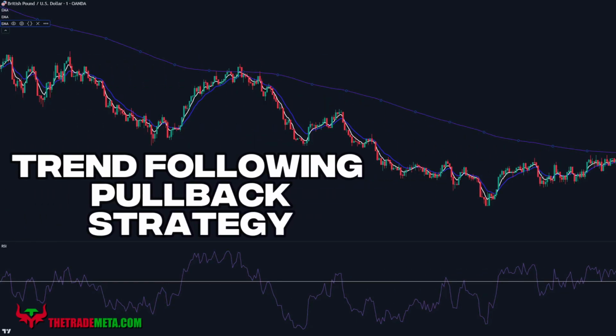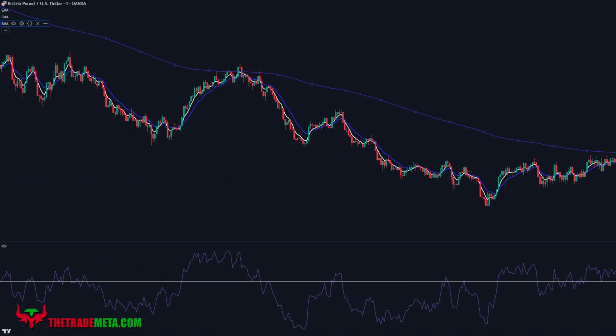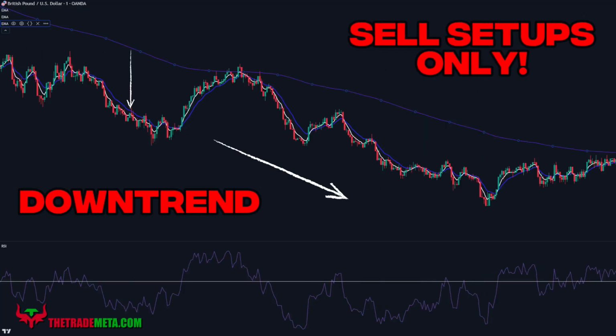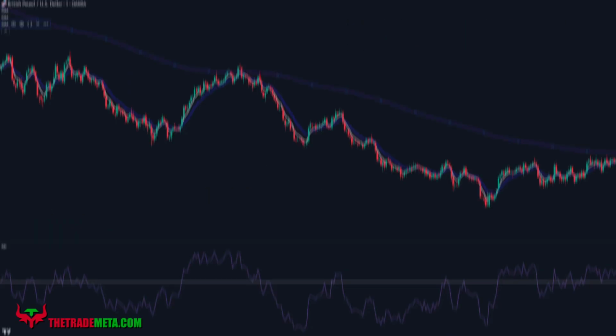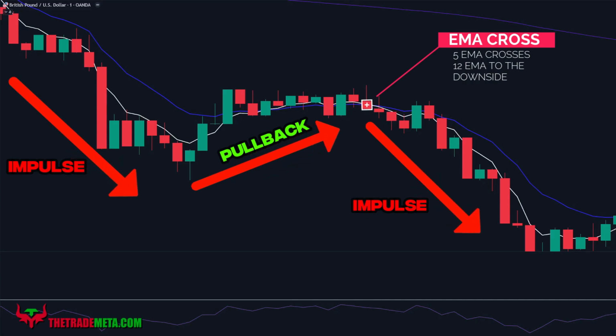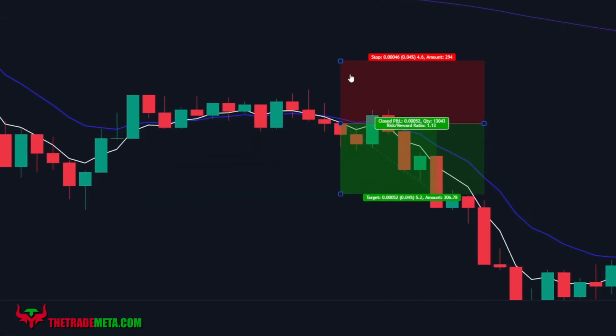First things first, this is a trend following pullback strategy, so we look to trade with the trend. We only look for buy setups when price is above the 200 period EMA and sell setups when price is below the 200 period EMA. We're then using the cross of the two fast EMAs to confirm the pullback has likely ended and that the trend is continuing. We look to enter trades on that confirmation.